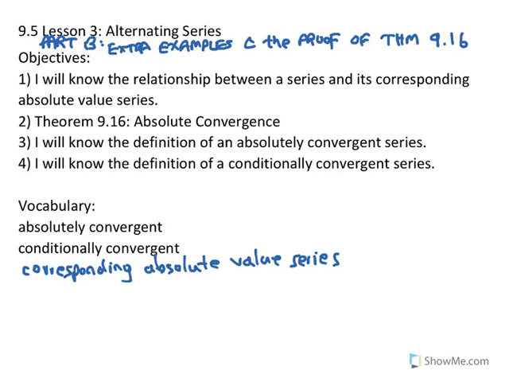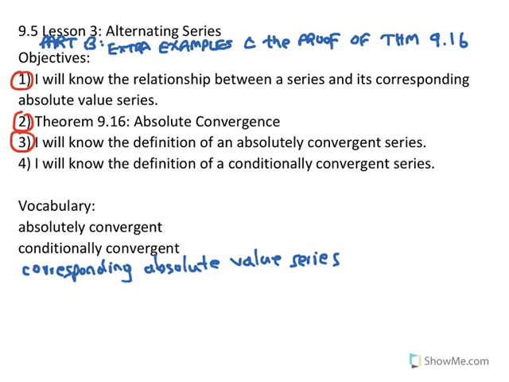9.5 Lesson 3, Part B, Extra Examples and the Proof of Theorem 9.16. So in Part A, we looked at an example to examine the relationship between a series and its corresponding absolute value series, and we used that example to take a look at Theorem 9.16 about absolute convergence, and we also used that example to understand the definition of an absolutely convergent series.